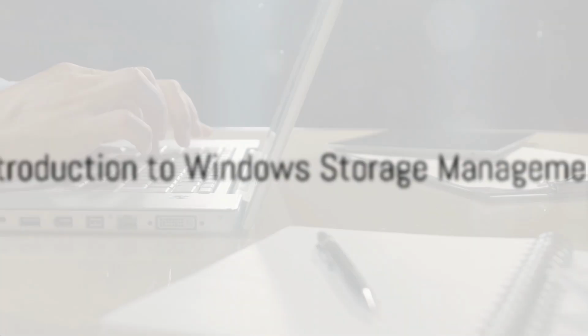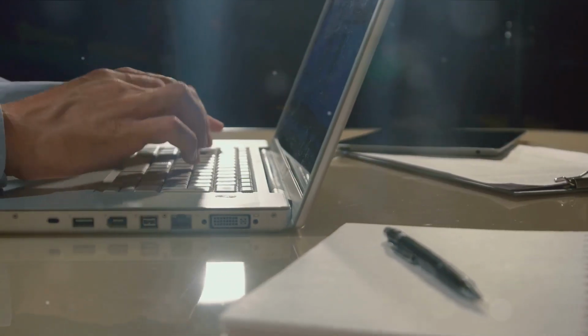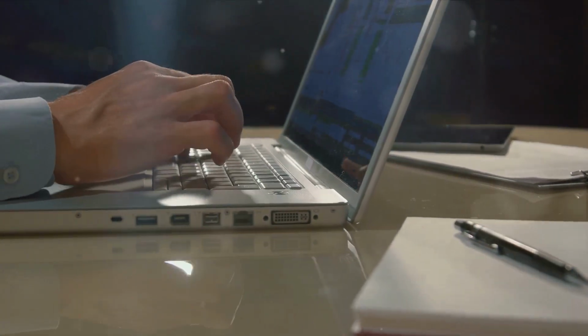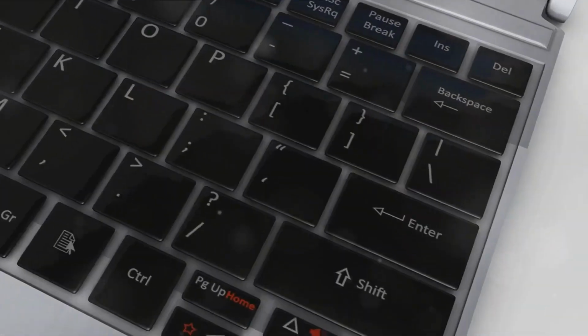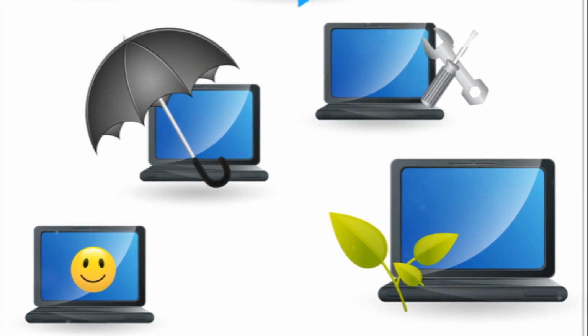Ever pondered the ins and outs of efficiently managing your Windows storage? Well, wonder no more. Today we dive into the nitty-gritty of Windows storage management. Firstly, checking disk usage is a simple yet effective way to start. Open File Explorer. Give a right-click on a drive and select Properties.